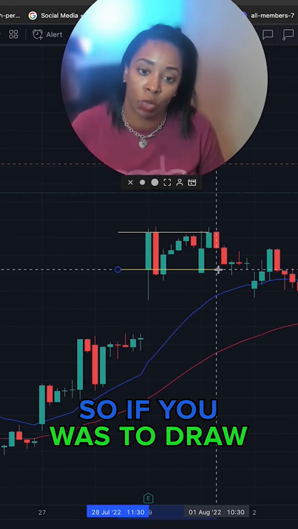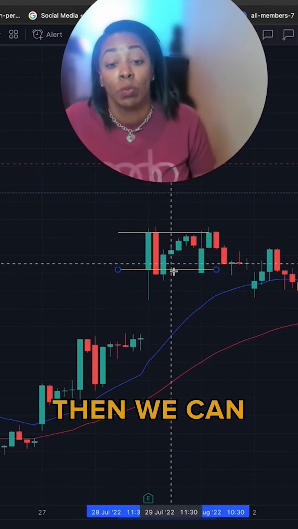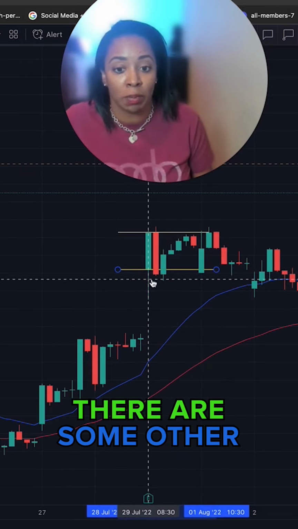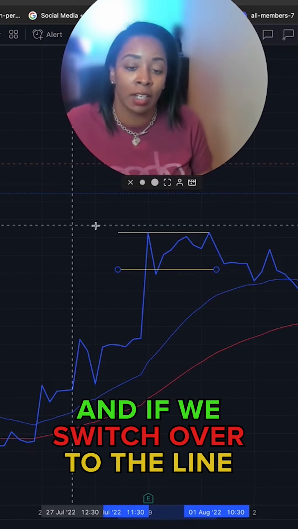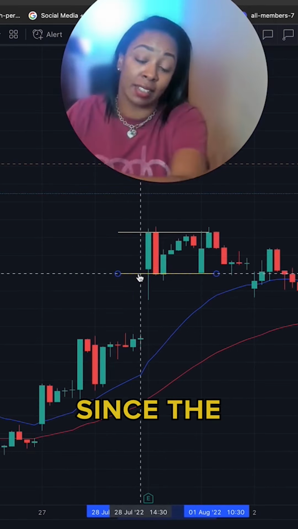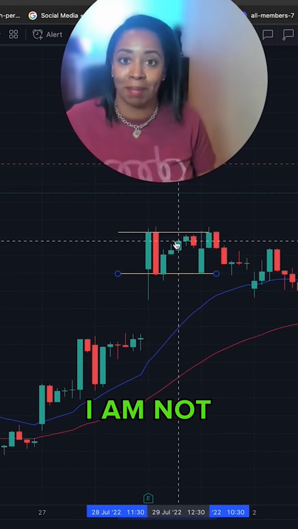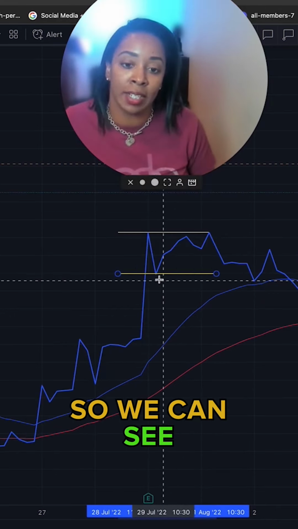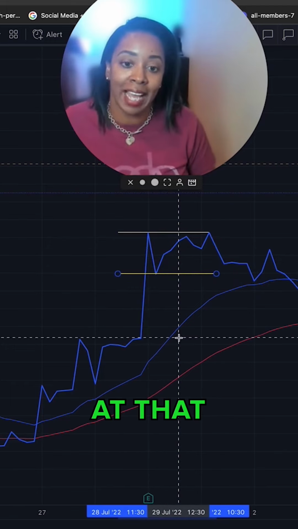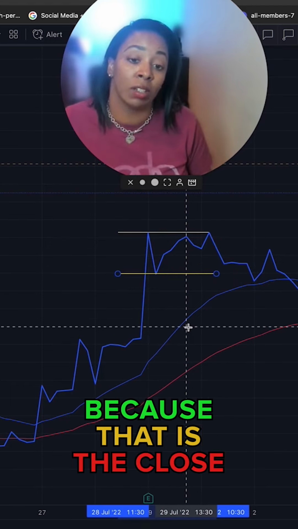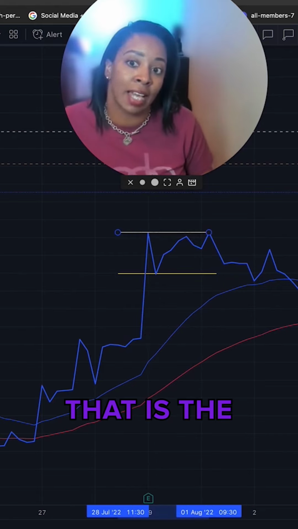So if we were to draw this line at the open, then we can see that there's some other information here with this wick. And if we switch over to the line, we won't see that information. Since the open and the close of these two candles are essentially the same, I'm not going to move them. So we can see that the price stops right at that point because that is the close. And up here, we have a point here because that is the open.